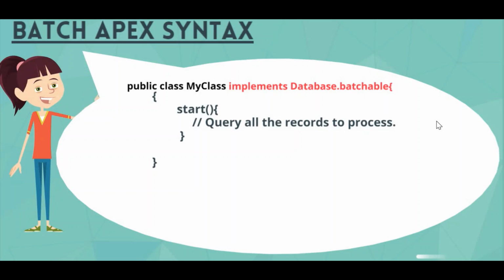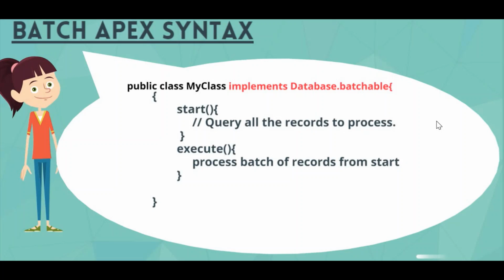The second method is execute. It will have the batch of records that need to be processed from start. Let's say out of 1 lakh records in our previous example, Queueable has given 1 lakh records. Out of it, the execute method will take only 2000 records, and then it will again go to start to get another 2000 and another 2000. So execute will run 50 times. The start method will have 1 lakh records, and the execute method will take 2000 records at once, so that it runs 50 times to process all 1 lakh records.